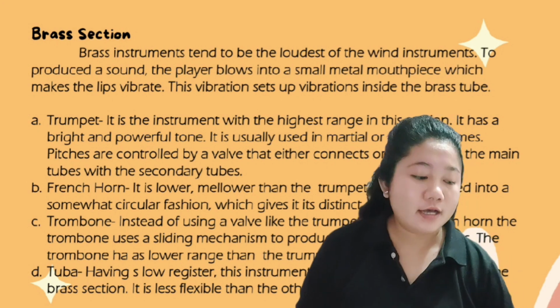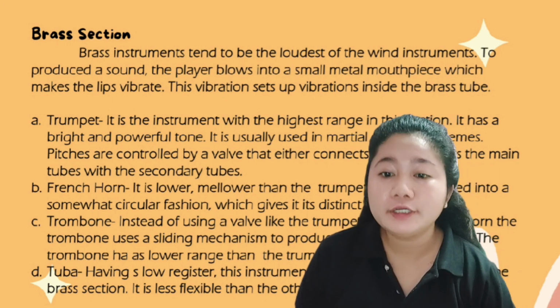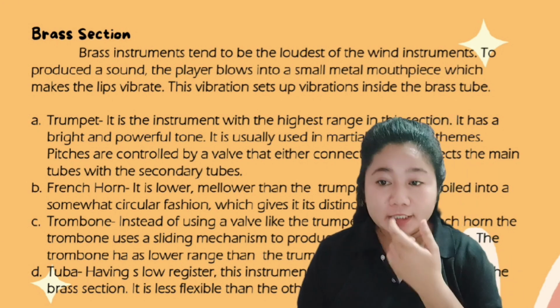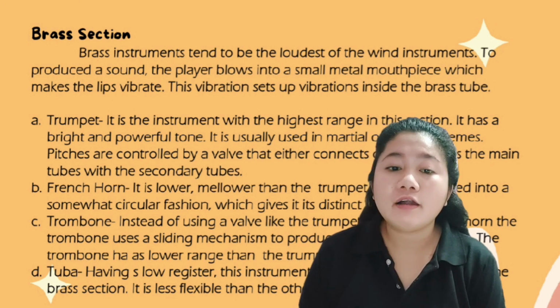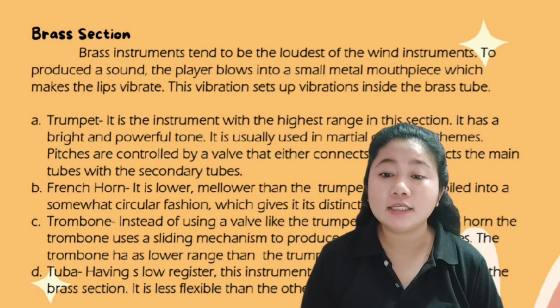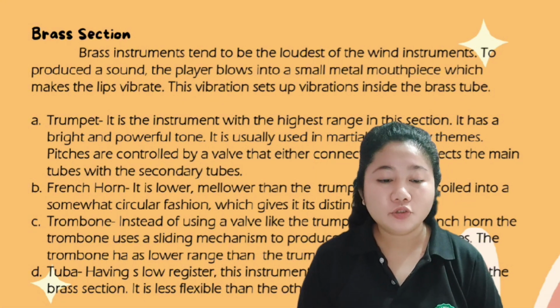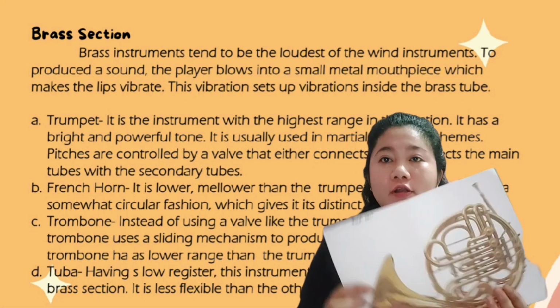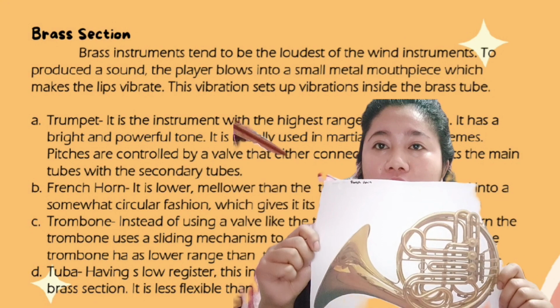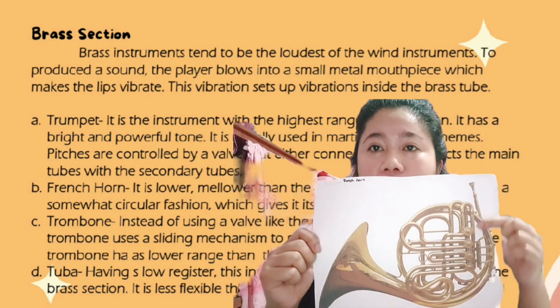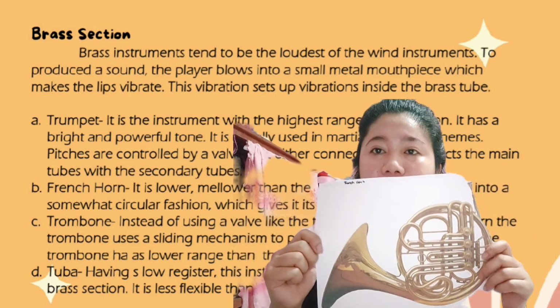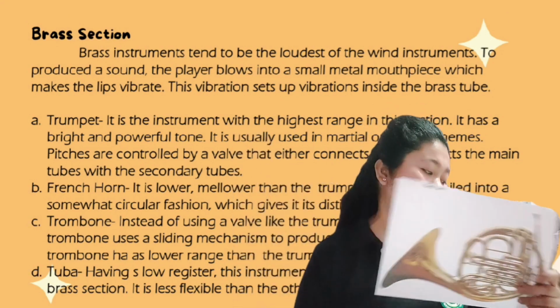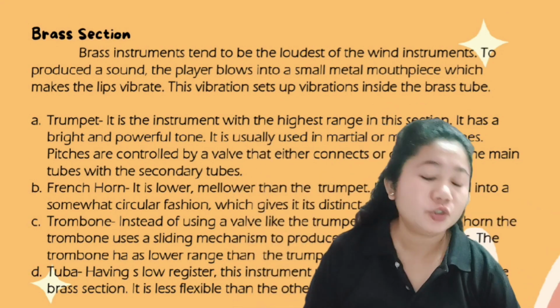Sa French horn naman, it is lower, mellower than the trumpet. Its tube is coiled into a somewhat circular fashion, which gives it a distinct shape. So, ito siya si French horn. Ayan, nagka-curve na siya. You are going to blow from here. Ayan. To create different sounds also. Ayan. So now let's proceed to trombone.